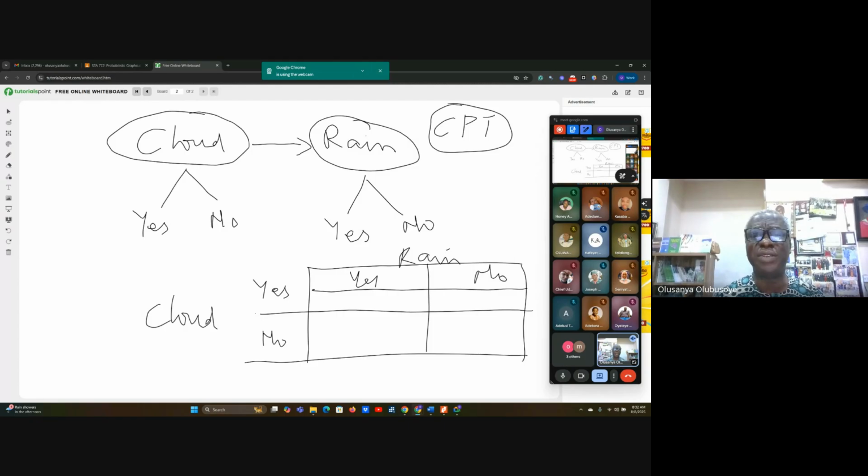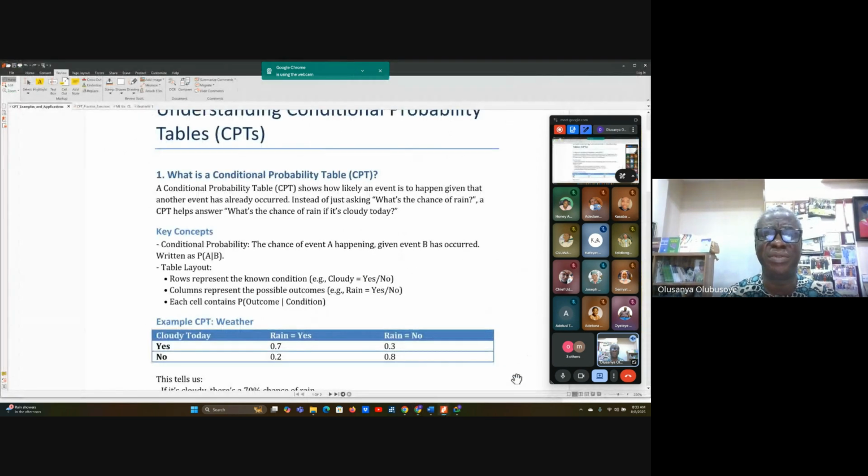So this table now gives us the likelihood, so the probability, of course. Whatever value we have now here will give us the conditional probability of having rain, given that the weather is cloudy today. And so on. So the values are now in the table here.